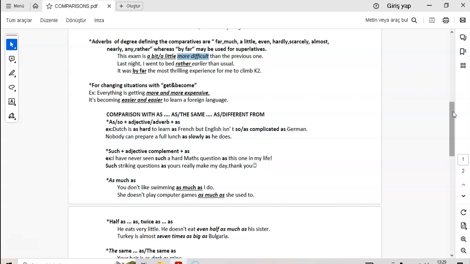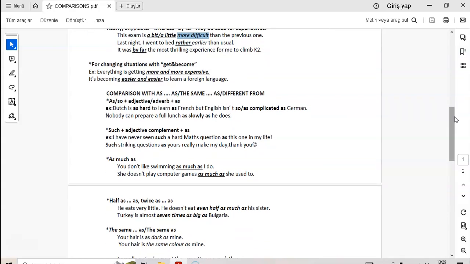And so if you want to use the verbs get and become, and if you want to focus upon how some situations are changing, for example, suppose that it's now 4 p.m. And then at 6 p.m. you say that it's getting darker and darker. And also maybe if it is winter time, you can say it's getting colder and colder. That's the way it is.